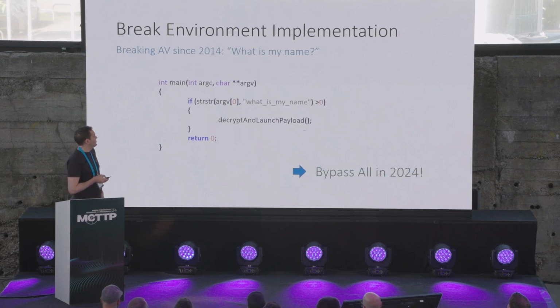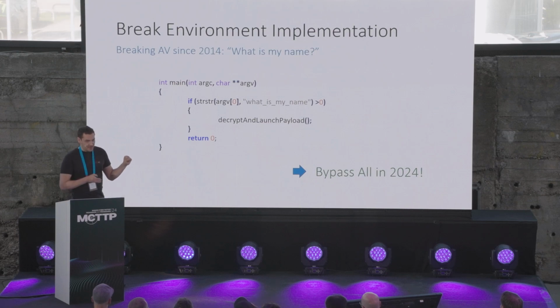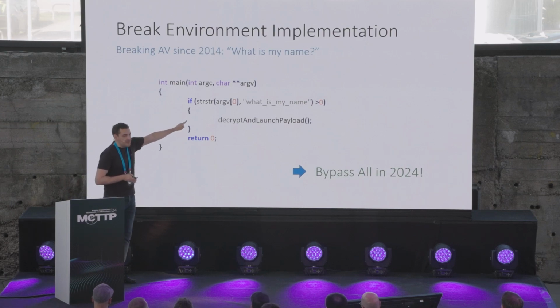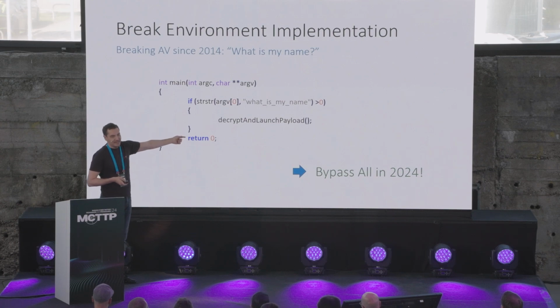Another common method: if you know the name of your payload, then you can bypass anything. So here, in this very small code, I know my malicious executable is called whatismyname.exe. And what I do is check: am I called whatismyname? If yes, I trigger the malicious routine. If no, I get out. And this bypasses every EDR.